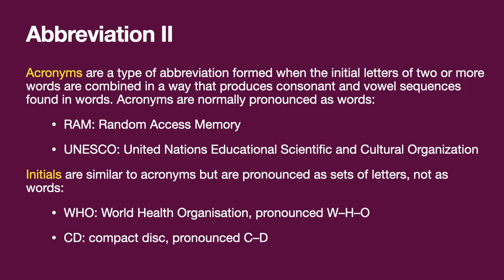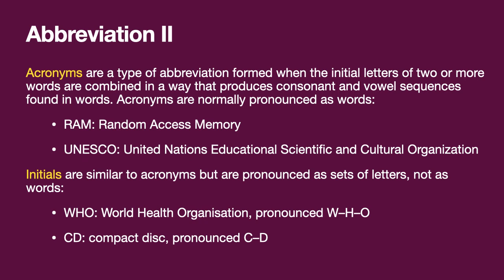Then the second method of abbreviation is the use of acronyms. Now, acronyms are a type of abbreviation that are formed when the initial letters of two or more words are combined in a way that produces consonant and vowel sequences found in words, which just means that you take a set of words and you take the initial letters, the first letters of each word, put them together, and then you pronounce it as a single word.